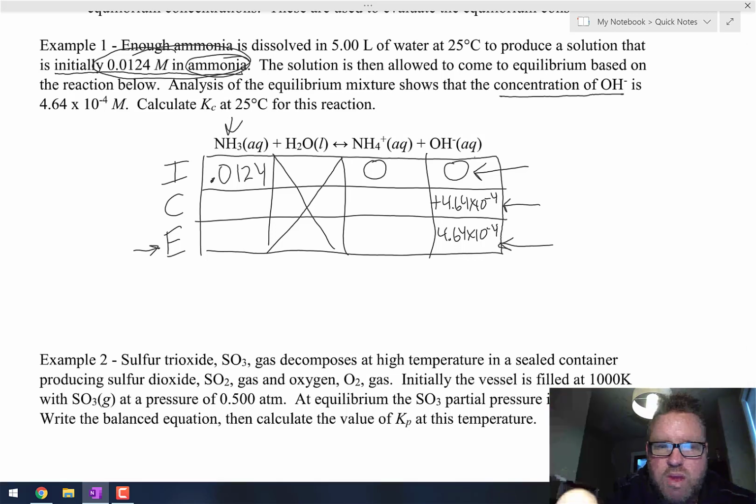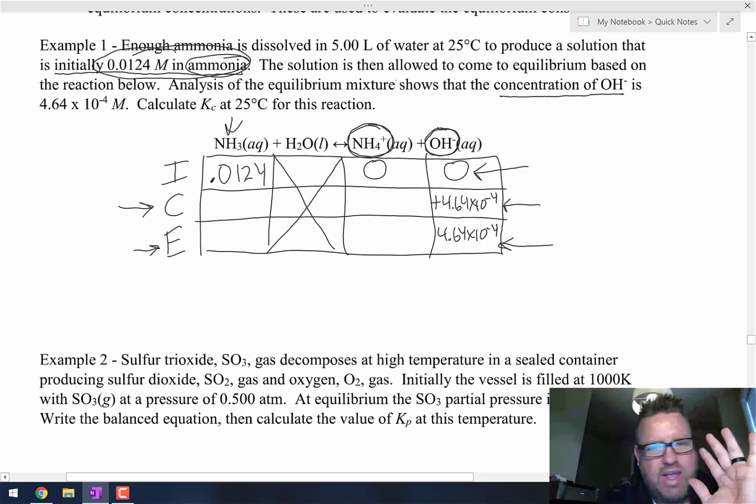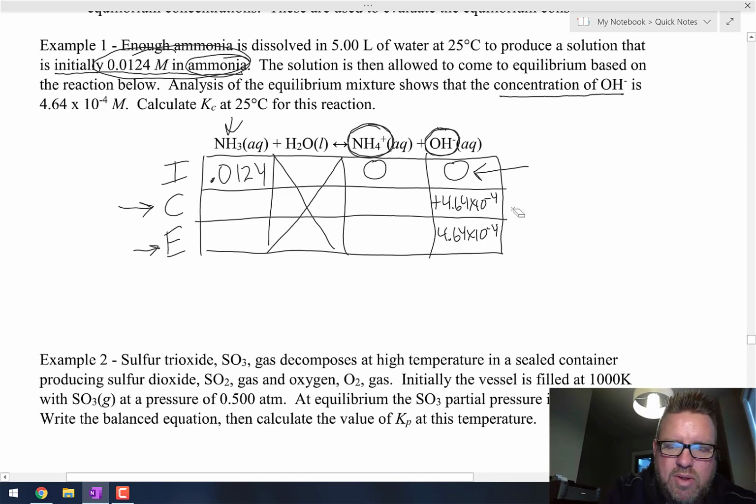Now, here's the tricky part, is this change part, the C, is where we have to use the stoichiometry of this equation. What I mean by that is notice that for every one hydroxide that gets produced, you also get one NH4 plus that gets produced. So no matter what, if we get 5 OH minuses, you're going to get 5 NH4 pluses. If you get 150 OH minuses, you're going to get 150 NH4 pluses. If OH minus goes up by 4.64 times 10 to the minus fourth, then so does NH4 plus. Because again, based on the stoichiometry of the balanced equation, for every one of these that's made, one of these is also made. So the change for them is going to be the same.